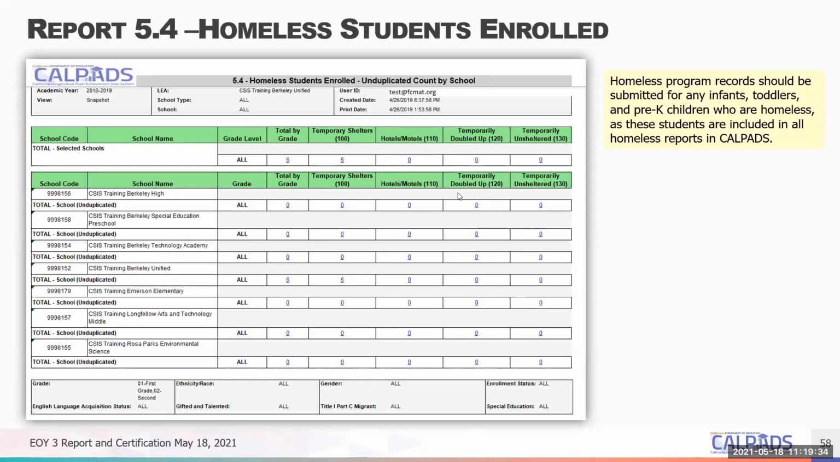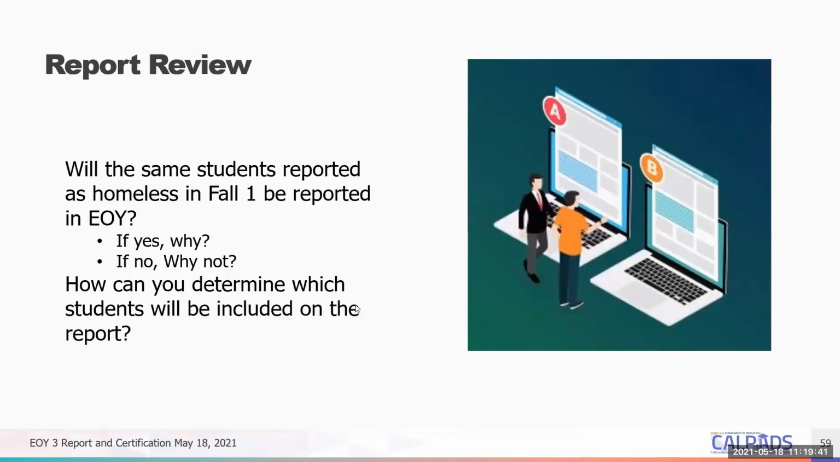5.4 homeless students enrolled. Here's the count of students that have been identified as homeless during the academic year. And I don't think we have a slide for supporting that report. So I guess this may be an opportunity to answer a question or go to the mapping guide. Will the same students reported as homeless in fall 1 be reported at end of year? If yes, why? If not, maybe we can show you why not or why they would be. And then how can you determine which students will be included in the report?